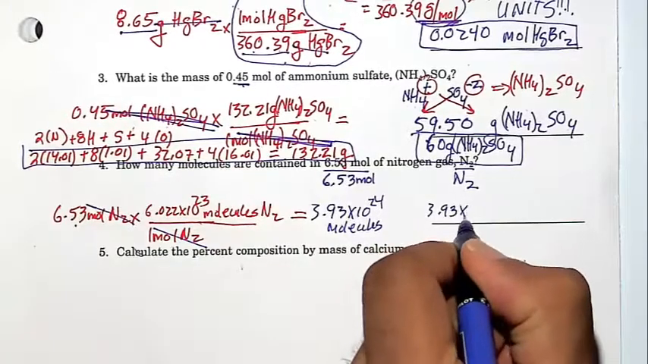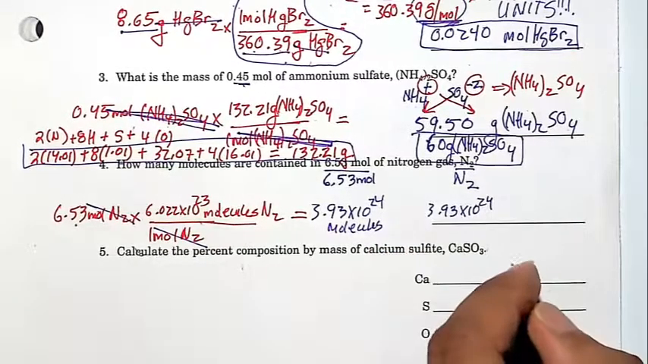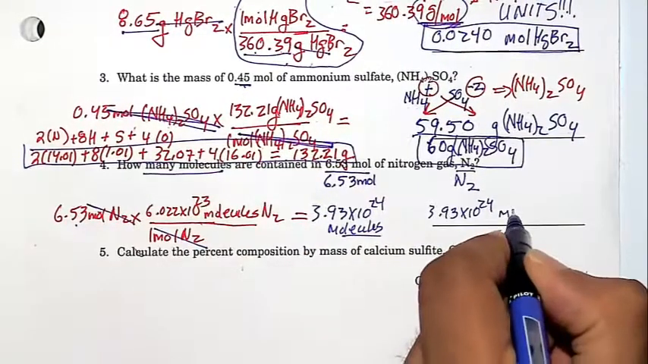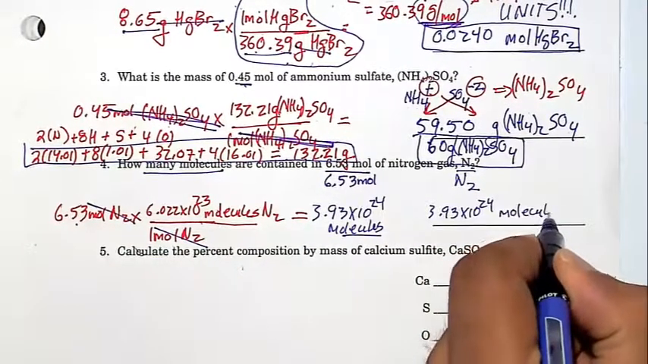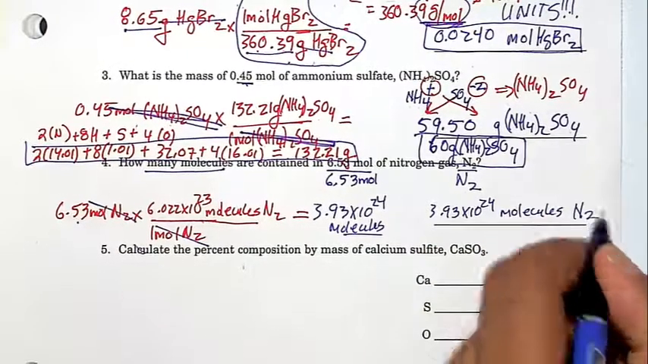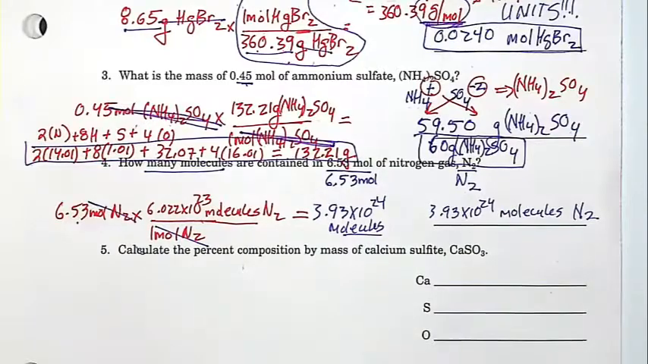Now, you're going to have to put the units. You can't just write it like this. It's asking for how many molecules, and you have 3.93 times 10 to the 24 molecules. More specifically, molecules of N2. Okay, so don't forget that as well.